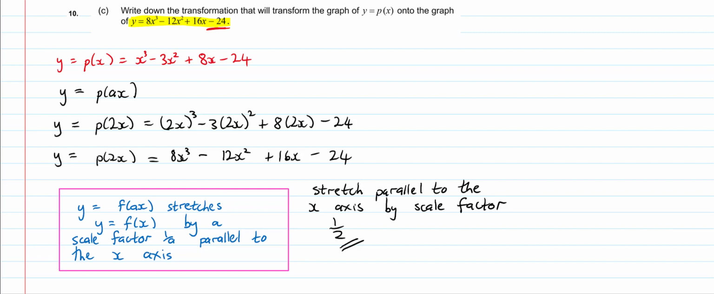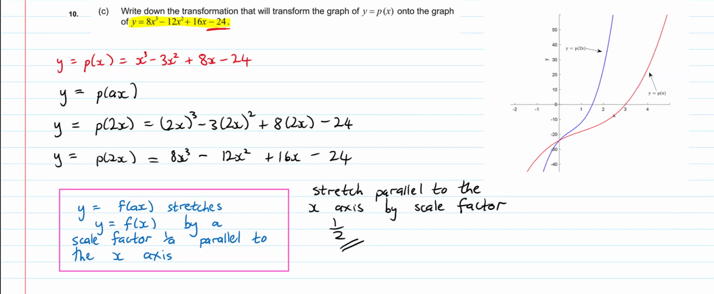And just to finish, I'll bring up those graphs of y equals p of x and y equals p of 2x, just so we can see what's going on. Okay, so we've got y equals p of x in the red and y equals p of 2x in the blue, and we can see that the points on the blue line are half as close to the y-axis for the same y point as opposed to the red line.